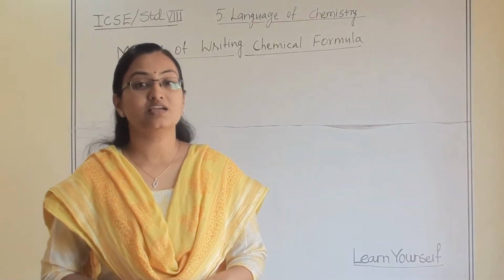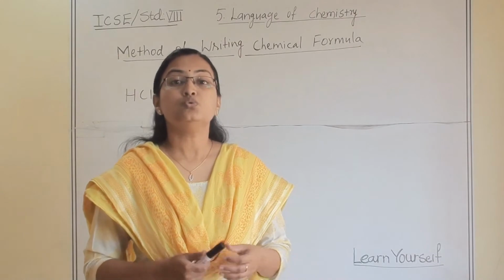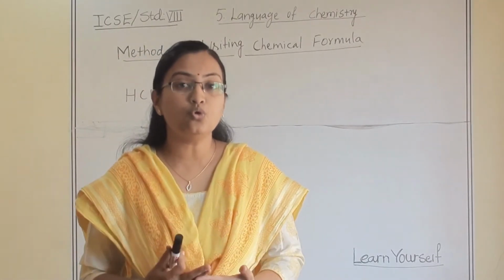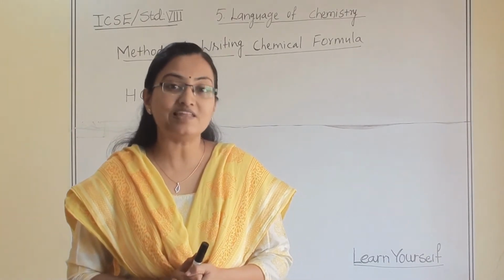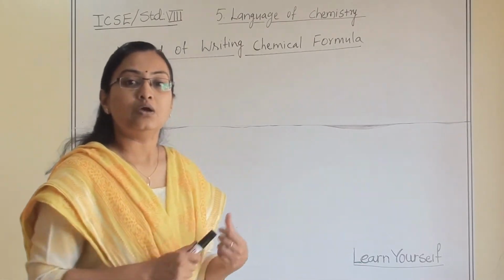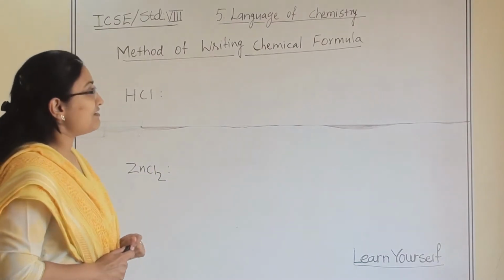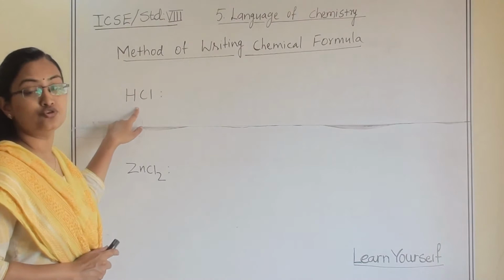How to write chemical formula or how to write molecular formula. To learn this, the basic requirement is you should know the symbols of almost all the elements and the valencies of the elements. So then only we'll go to this step. So when we are writing a chemical formula, we should know the symbols and we should know the valency.